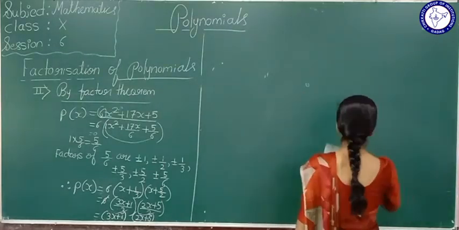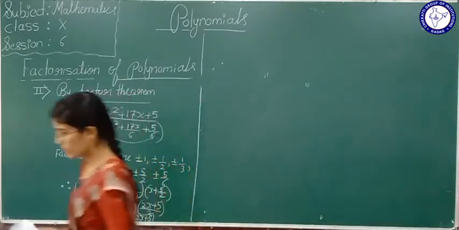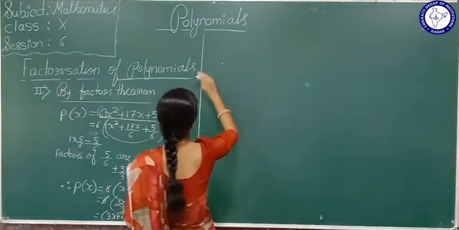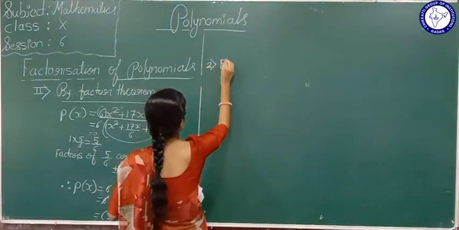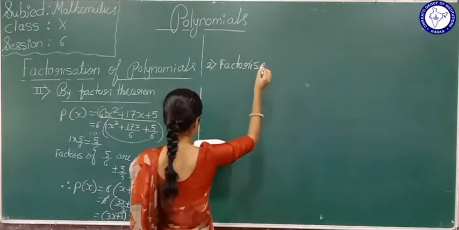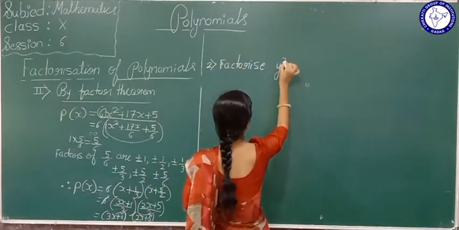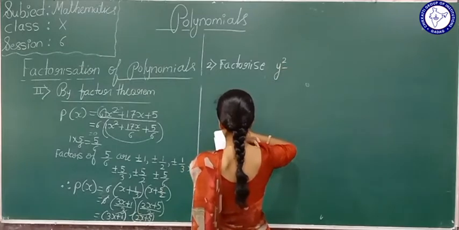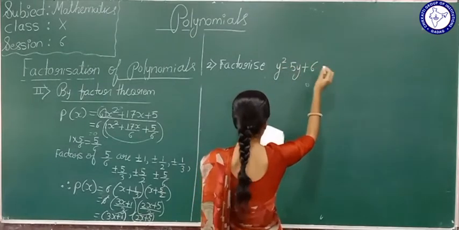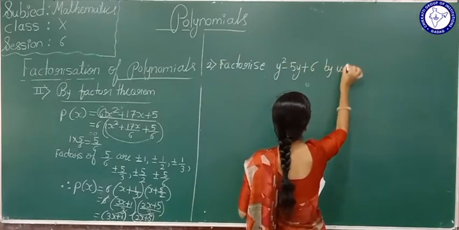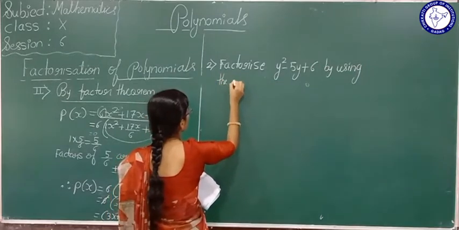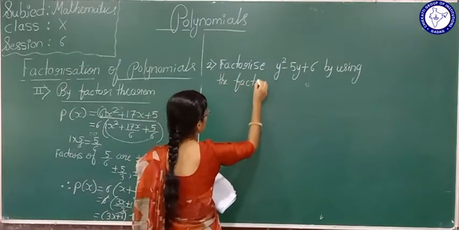Okay, so we'll take one more example based on this. Second one: factorize y square minus 5y plus 6 by using the factor theorem.